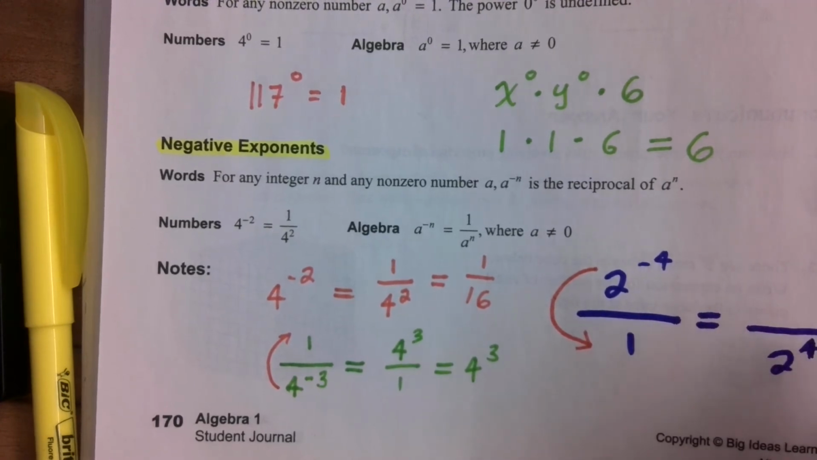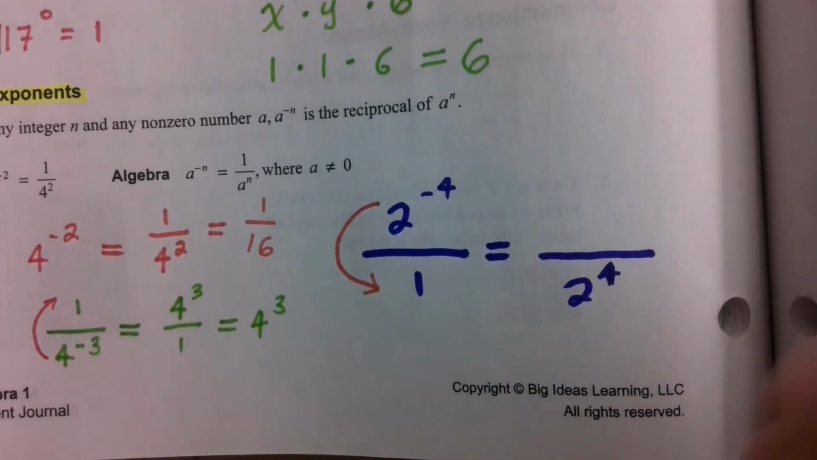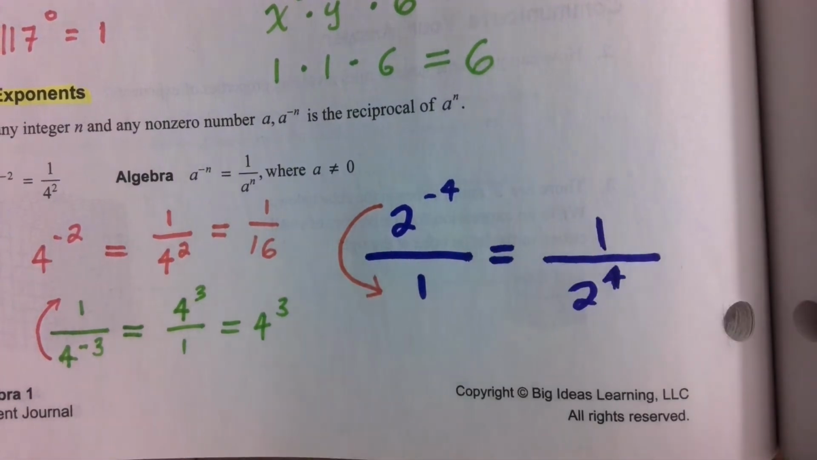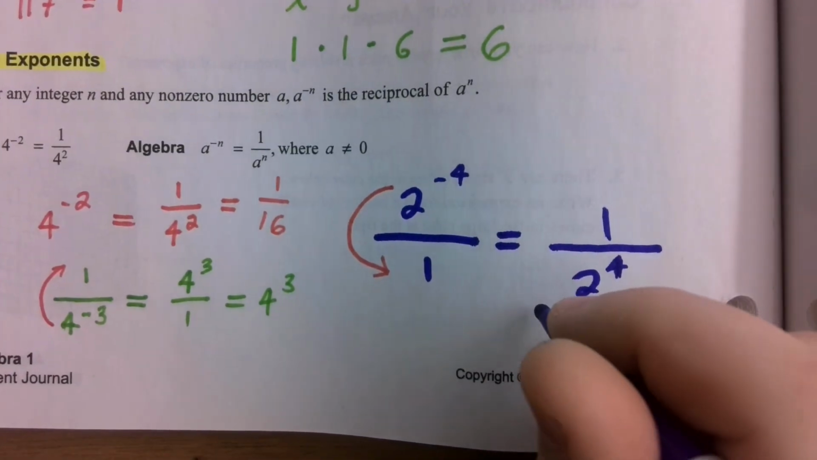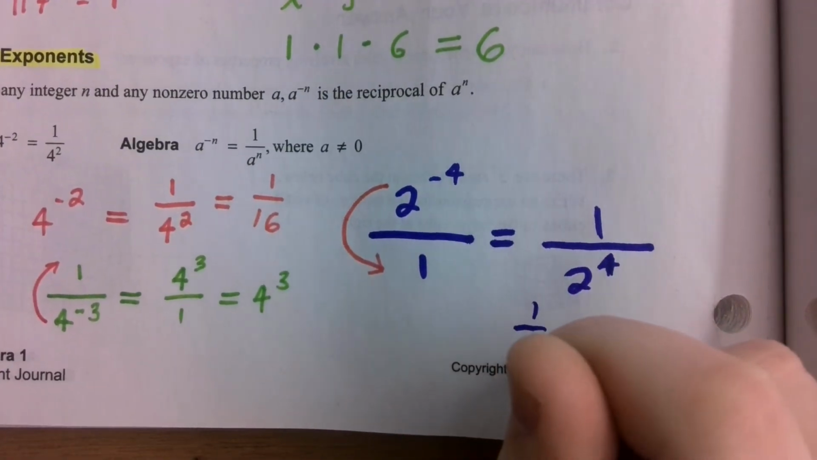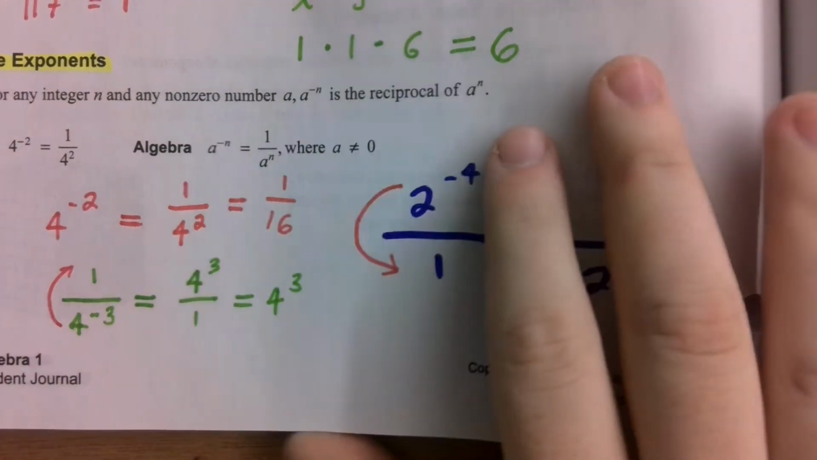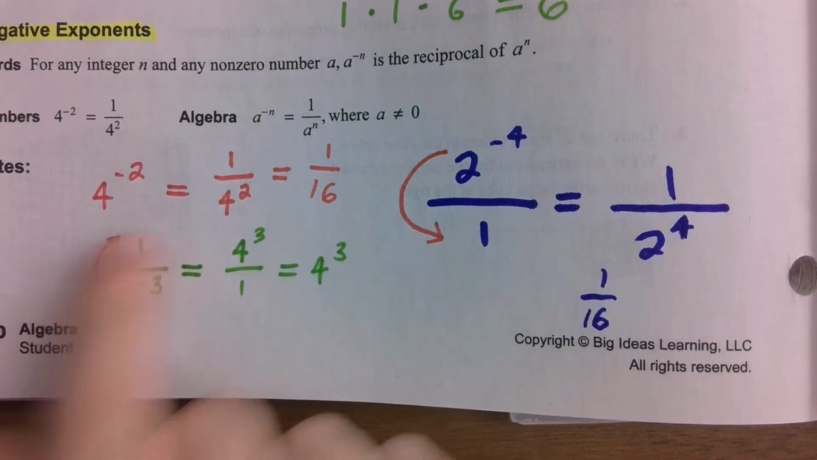And what's left on top? Well, there's nothing left on top. So when there's nothing left on top of our fraction, or on the bottom of our fraction, we put a 1. The answer is 1 over 2 to the 4th. Since 2 to the 4th is 16, we know that our final answer here is 1 over 16. But again, if your negative exponent is in the denominator, it's the same thing. We just flip it to the top instead.